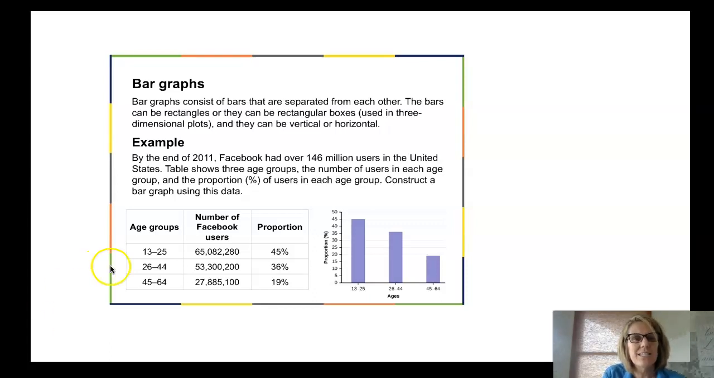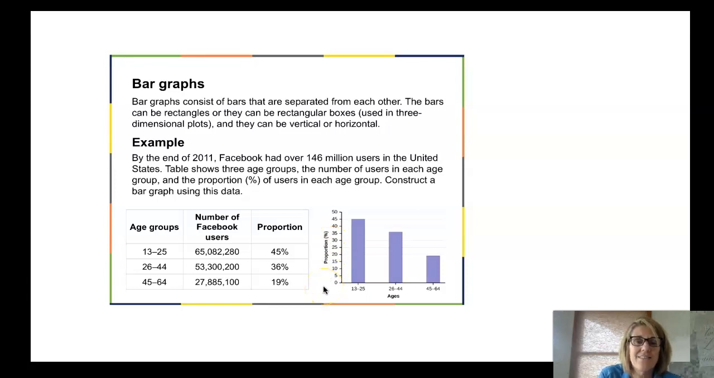The reason this one is considered qualitative, even though it says age groups 13 to 25, is that it's counting how many are in that group. It's not measuring their age here, it's just counting them as a group, which is more like qualitative data. And then we have a group 26 to 44. Here's the number of Facebook users, and then 45 to 64. And we show the proportion here. They have the numbers here, but on this bar graph, they have the ages as a group, 13 to 25. And then they have the proportion up here on the vertical scale.